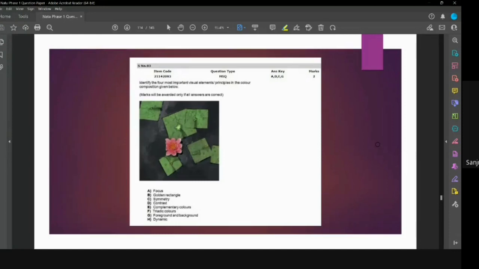അടുത്ത question. Identify the four most important visual elements, principles in the color composition given below. So, അടിയിൽ തന്നിട്ടുള്ള ഇമേജിന്റെ ബേസിസിൽ we are supposed to identify four most important visual elements or principles. So, ആദ്യം we can actually see focus. So, we see a pink color lotus. And there's contrast. There's usage of complementary colors. And there's segregation between foreground and background. So the answers are option A, D, E, and G.